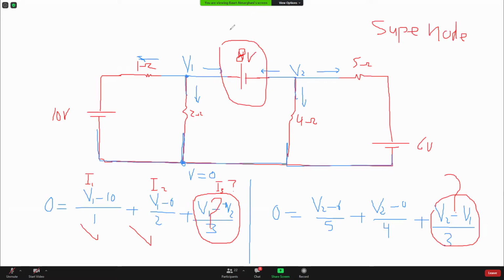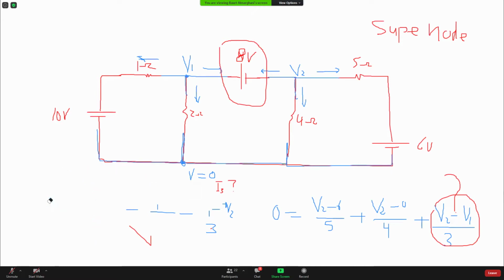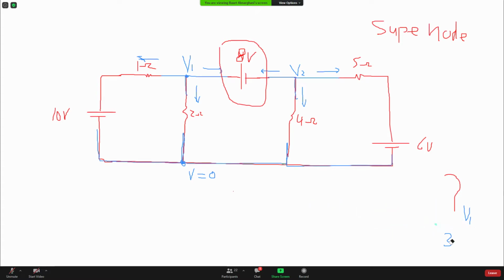Now this is a supernode. The reason is that this current cannot be found. So what do we do? This is going to be different now. Everything here is going to be different. The equations are not going to be like that. We're going to have a supernode equation.